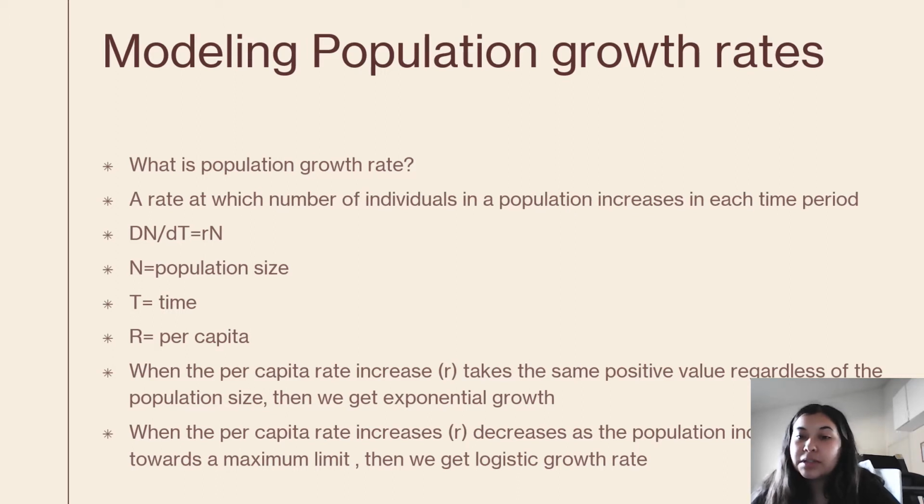So how do we distinguish between exponential and logistic growth rate? For exponential, the per capita rate takes the same positive value regardless of the population size. For logistic, the per capita rate decreases as the population increases towards the maximum limit, and the maximum limit is called the carrying capacity.